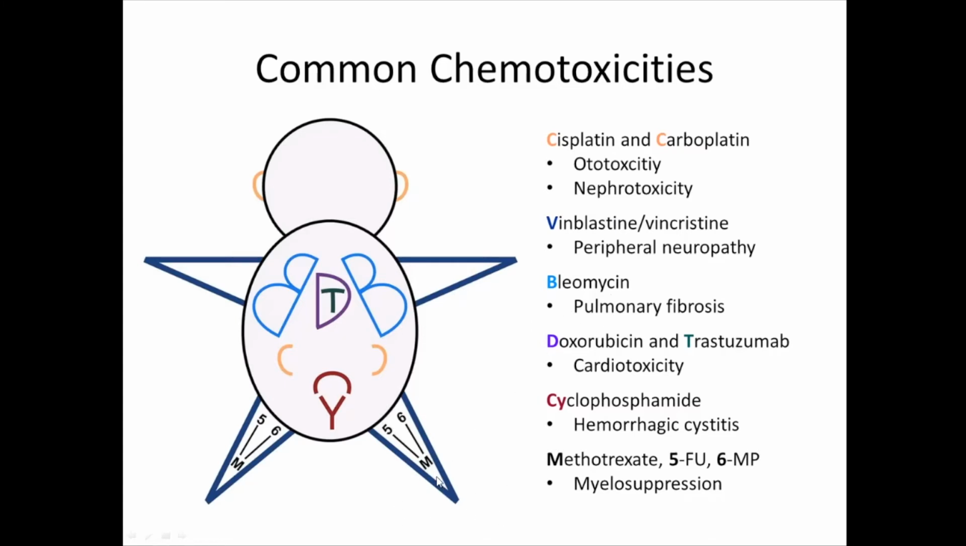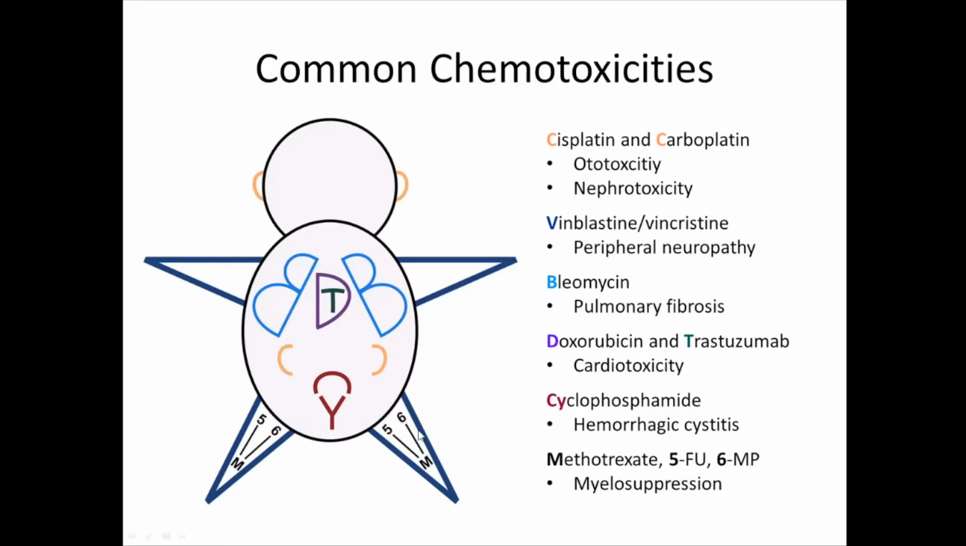Taxane is another drug that has a lot of peripheral neuropathy, not included on the schema, but really common given that it's used a lot in breast cancer. Bleomycin classically has pulmonary toxicity, and so particularly for young people with bleomycin containing regimens, you have to watch for lung function change or physical exam findings of that toxicity. Doxorubicin and trastuzumab here as the D and the T both have cardiotoxicity, which means that since they're both frequently used in breast cancer, requires ongoing evaluation. The CY for cyclophosphamide is concerning for hemorrhagic cystitis.